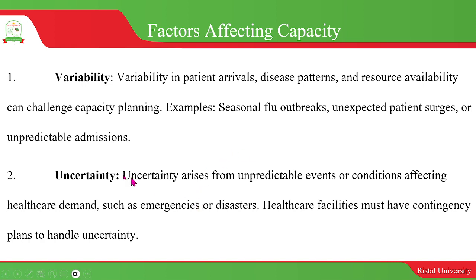Okay. We look at uncertainty, which arises from unpredictable events or conditions affecting healthcare demand. We already mentioned COVID, emergencies or disasters. We have flooding in the northern part of the country, all those kinds of uncertainties. So health facilities are supposed to have contingency plans to handle uncertainty. This is a big issue, especially for most of the NGOs. Sometimes they can have a contingency plan based on experiences they already had, but sometimes the disaster happens to a level where the response needed is more than the contingency plan they have in place.